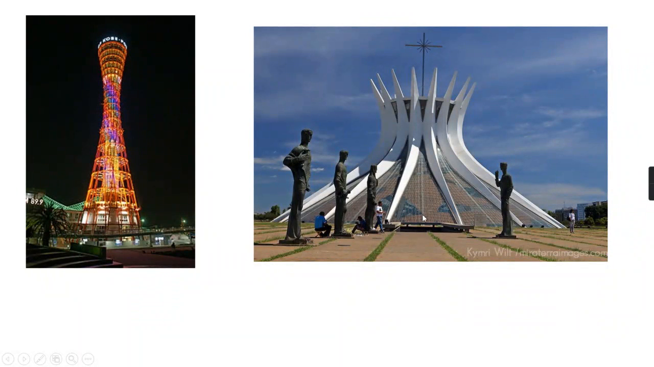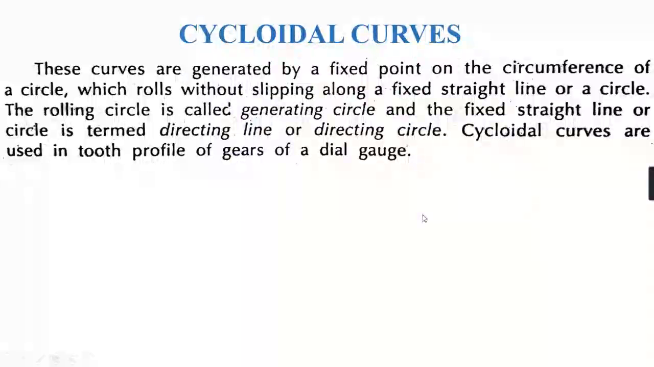Okay, so another curve is the cycloidal curve. This curve is generated by a fixed point on the circumference of a circle, which rolls without slipping along a fixed straight line or a circle. So basically, suppose you have a circle, and on the circle there is a point on the circumference. When the circle rotates, the path of that point makes the cycloidal curve.